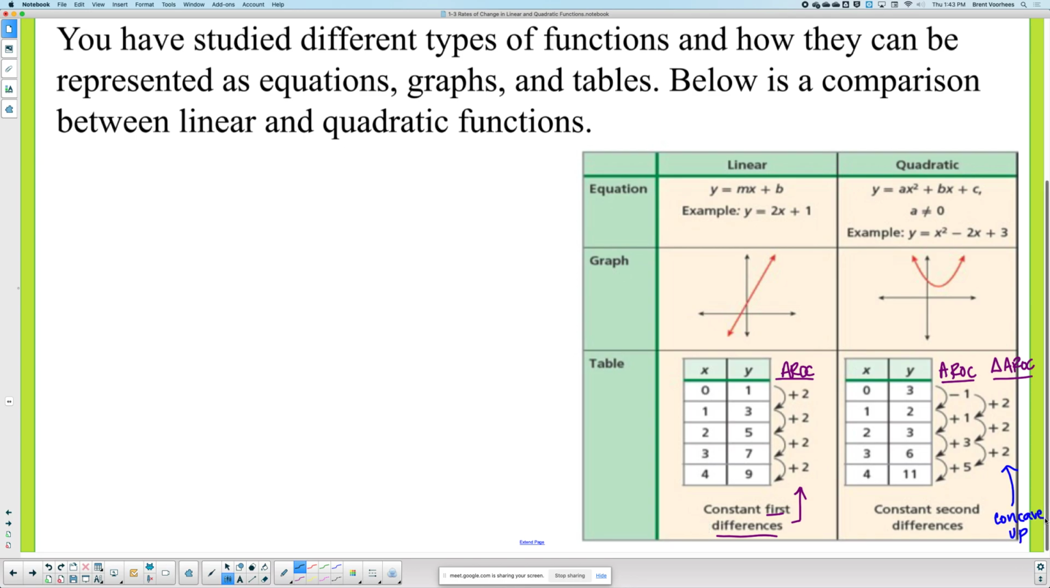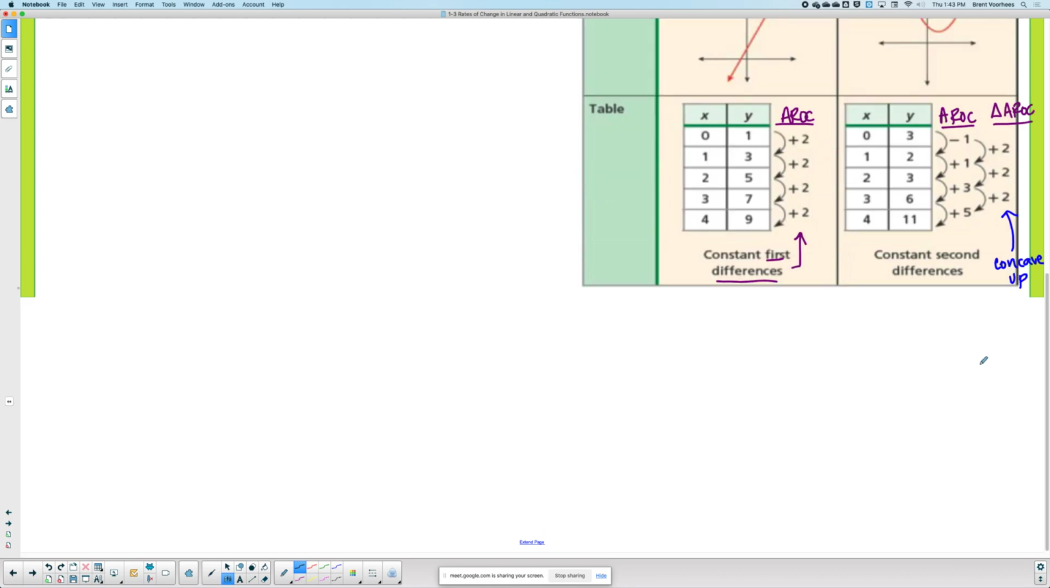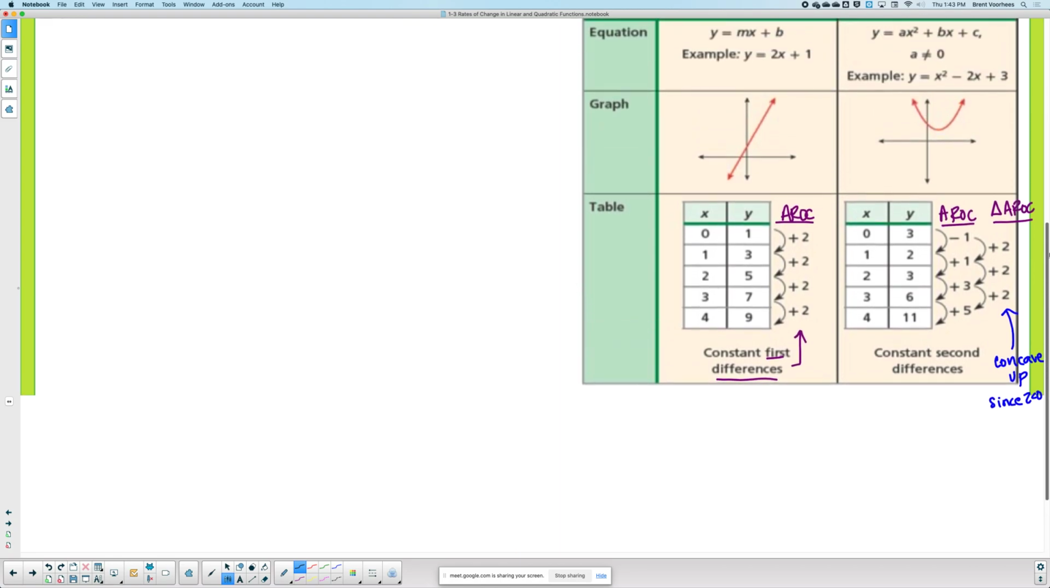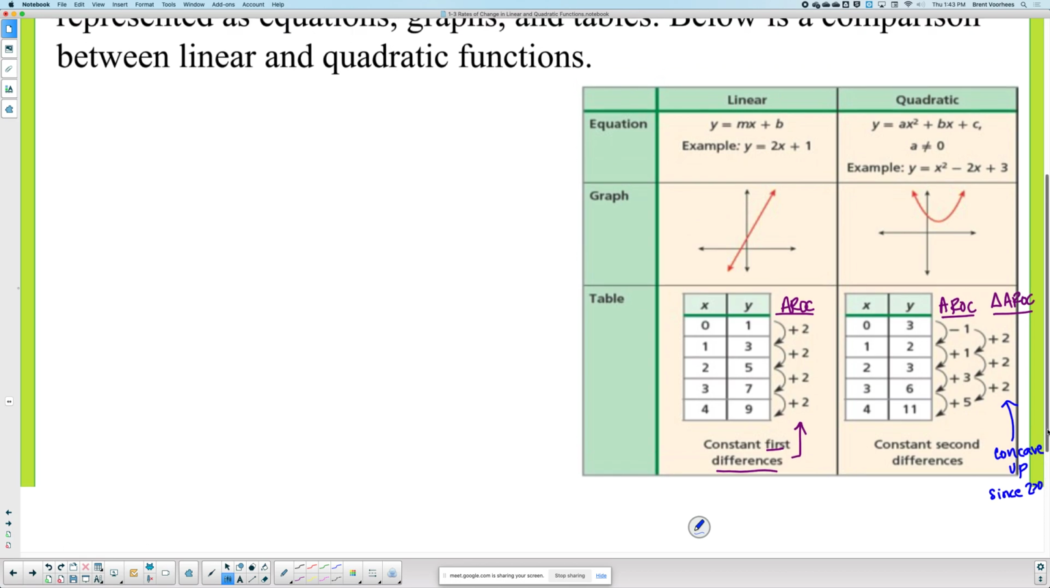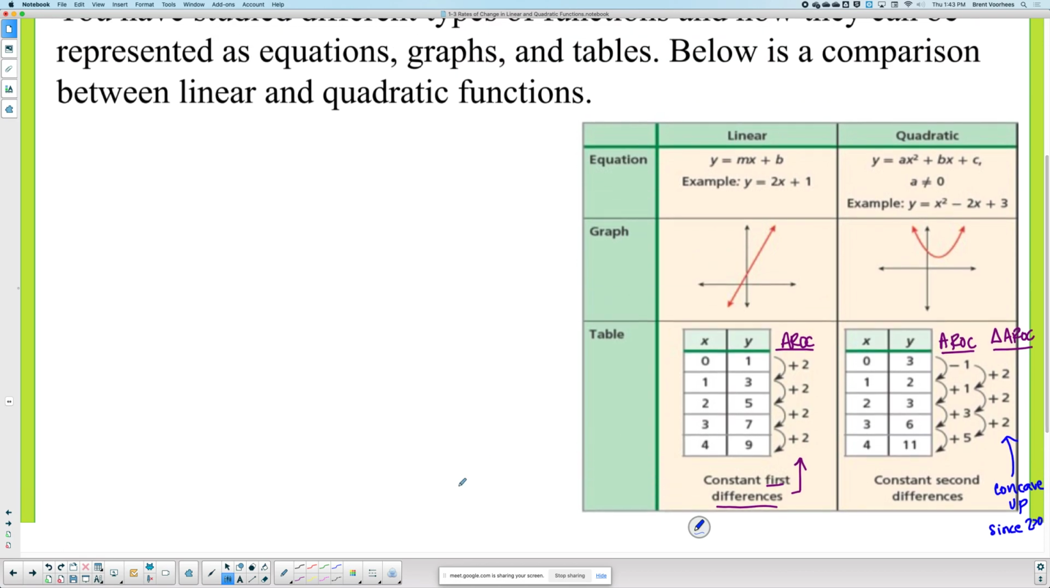Concave up. I'm running out of space since 2 is greater than 0. I'll try to fit that in so you can see everything. I said less than. Goodness gracious. Let's try that again. 2 is not less than 0. 2 is greater. Because 2 is greater than 0, that has to be concave up. So that's another way of really quickly determining concavity, is if you look at the change of the AROC. If it's positive, it's concave up. If it's negative, it's concave down. Okay?